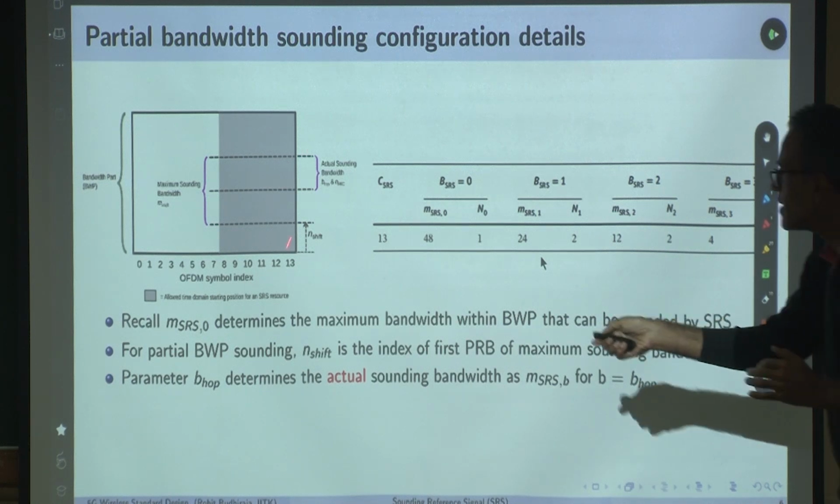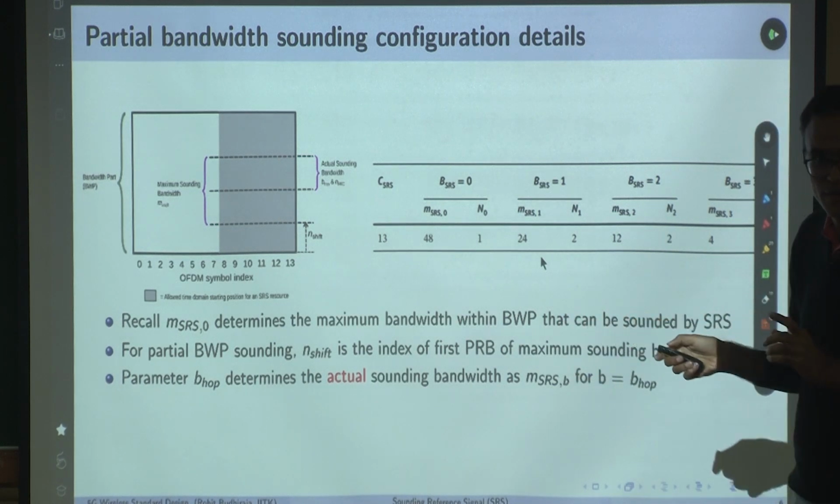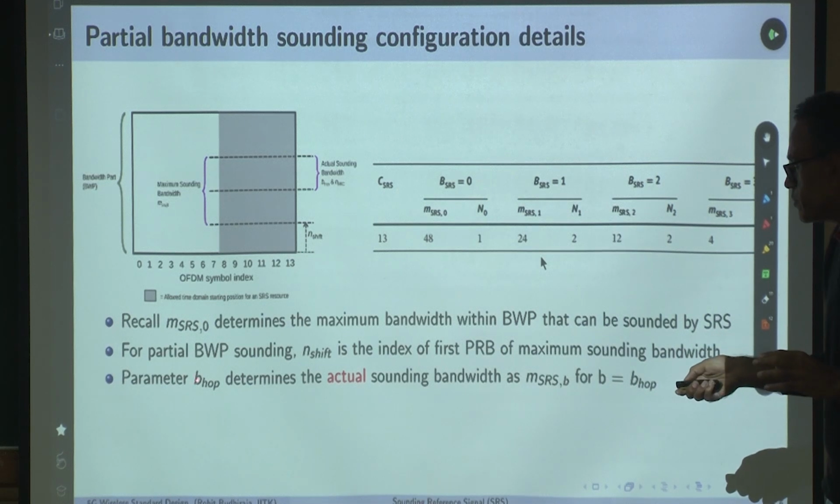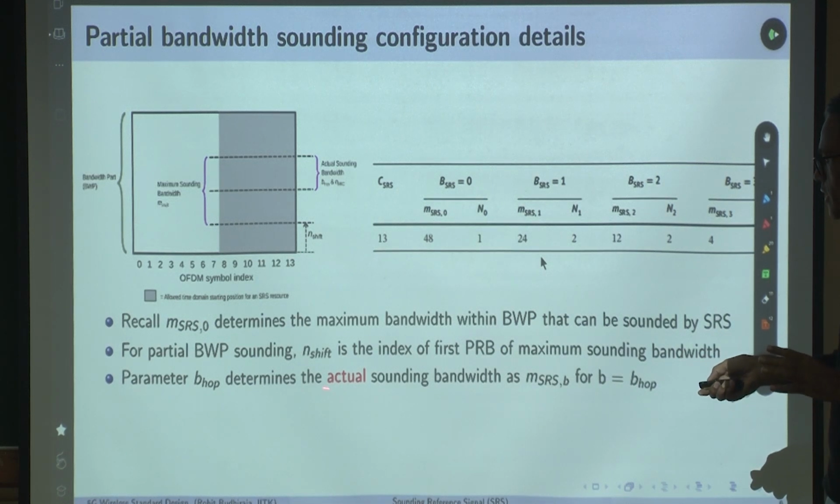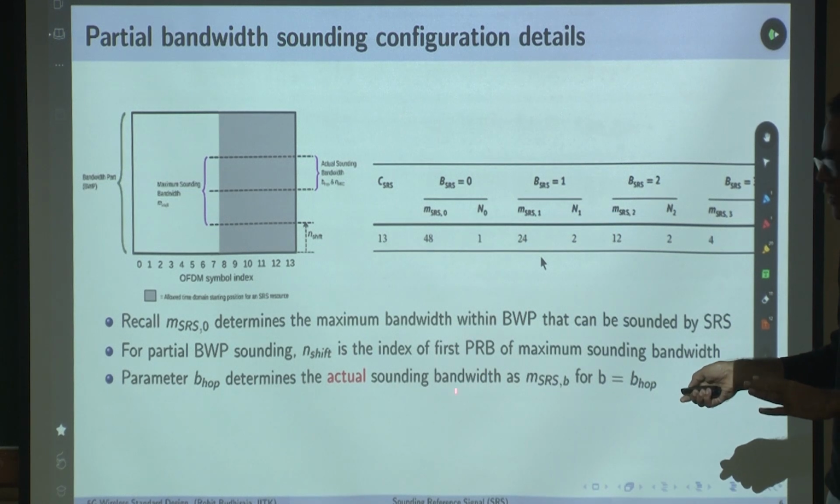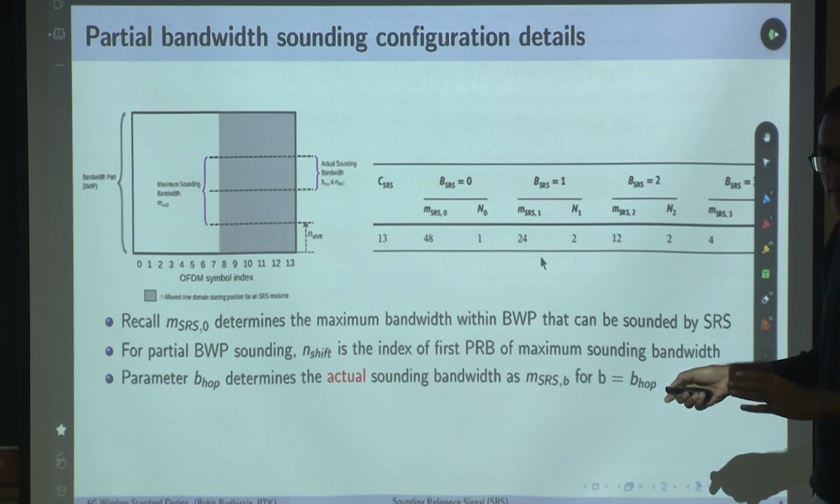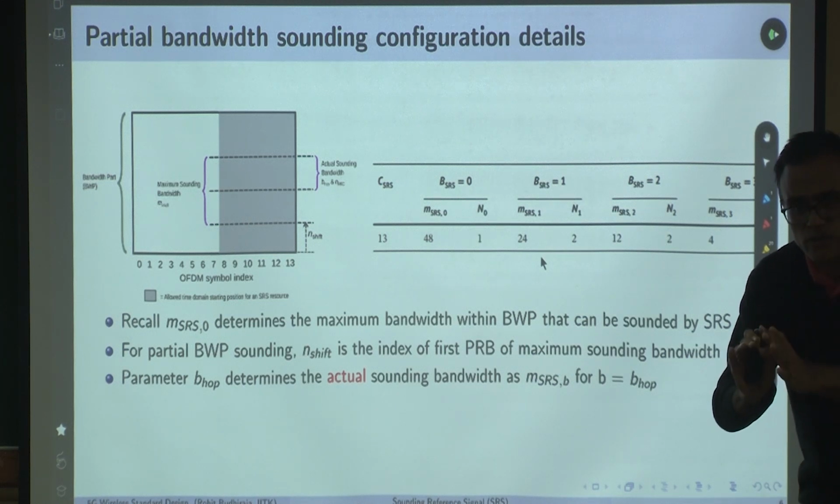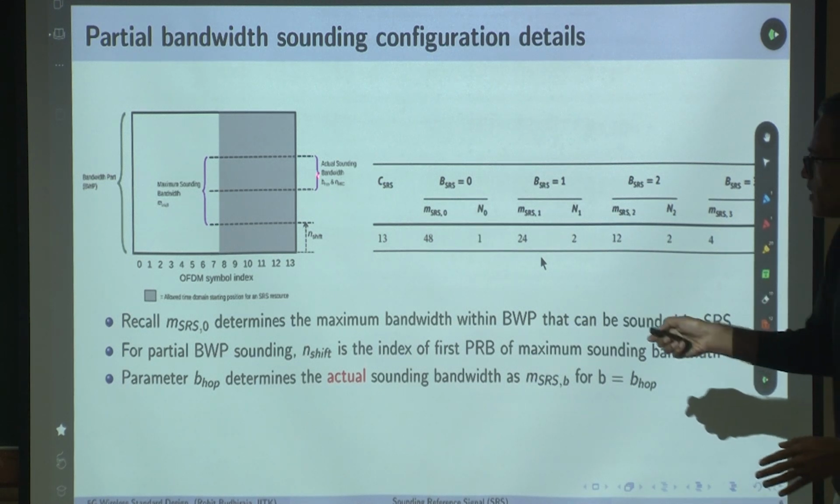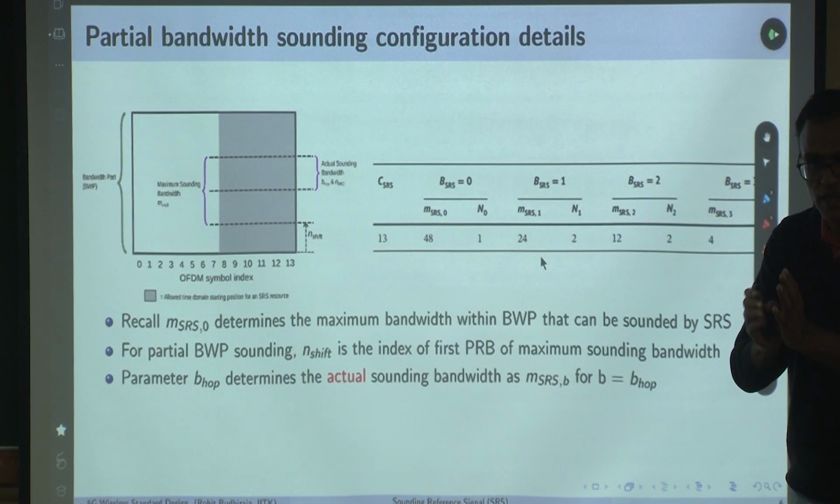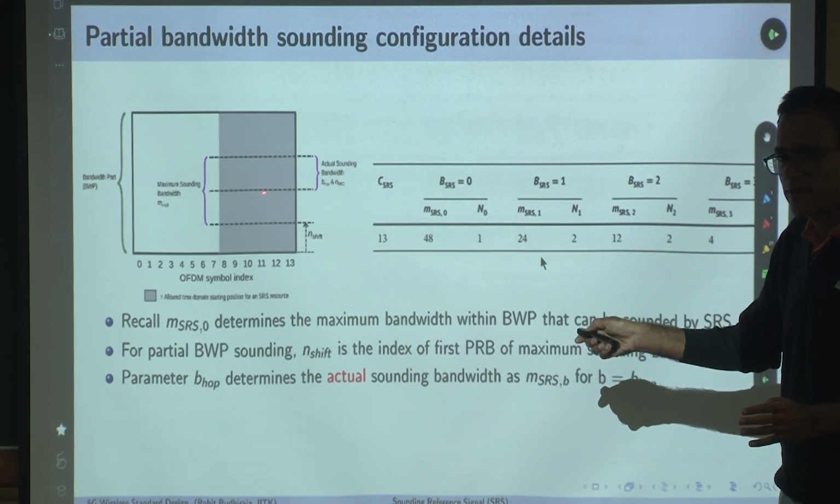When you are interested in sounding out the complete bandwidth, this parameter B hop determines the actual sounding bandwidth. This also we'll see. So what is this actual sounding bandwidth? In each hop, how much bandwidth you are going to sound. So if in one hop itself you want to sound out the complete bandwidth, what happens?